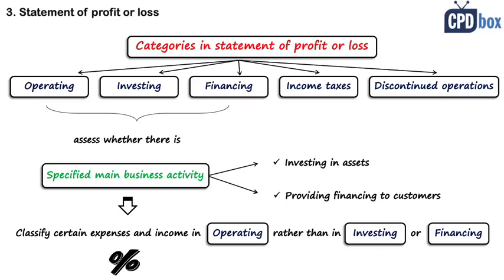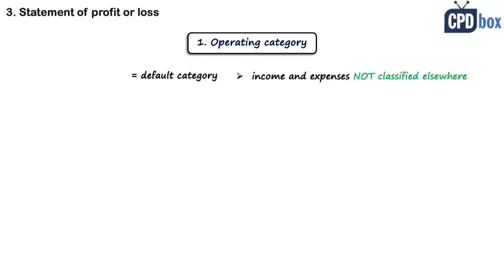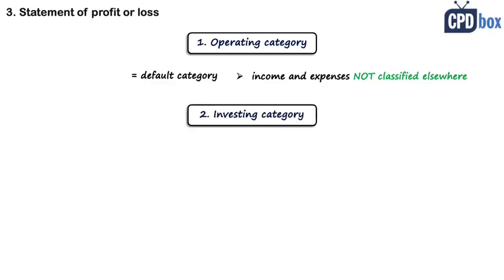Now, let's dig into details. The first category is the operating category, and this is the default category. And it means that here are all the income and expenses that are not elsewhere, so not in the financing or investing category. The second category is the investing category.